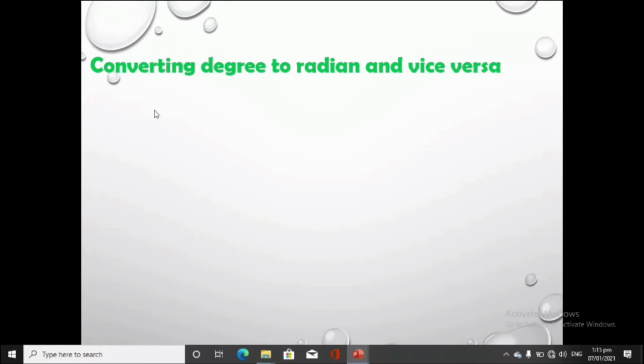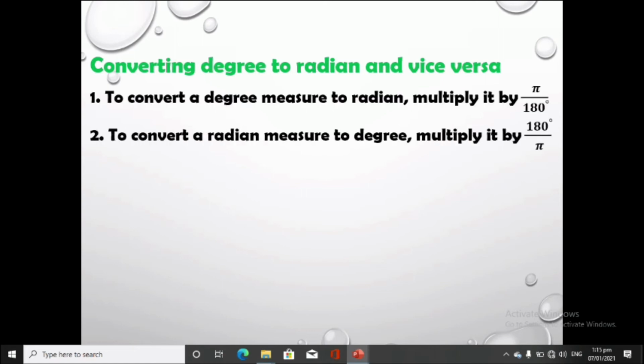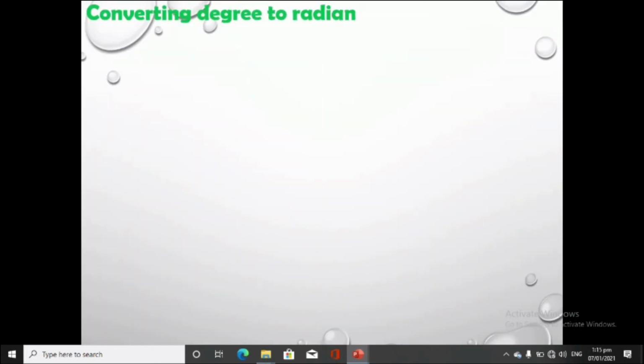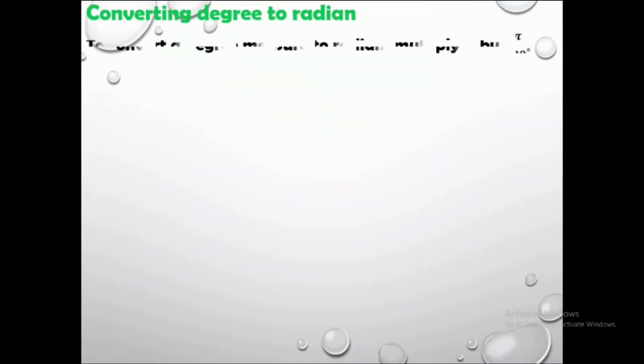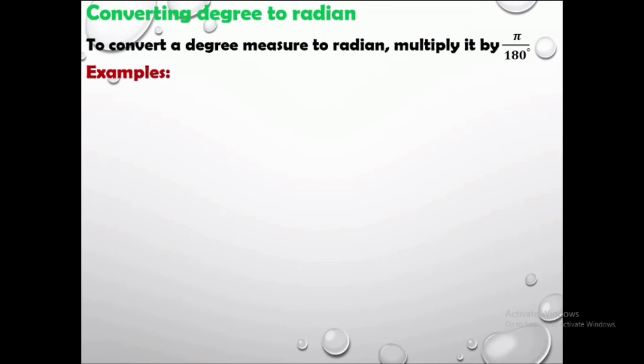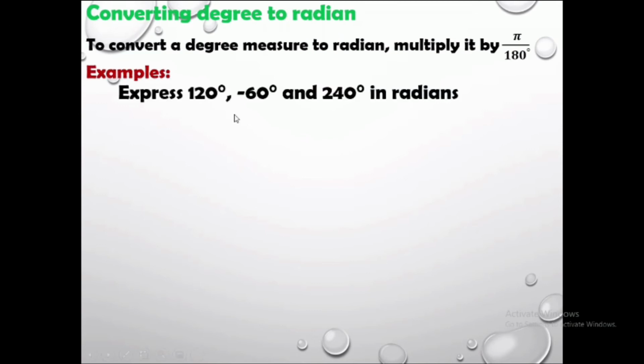Let us proceed to conversion. Converting degree to radian and vice versa. To convert a degree measure to radian, multiply it by pi over 180 degrees. To convert a radian measure to degree, multiply it by 180 degrees over pi. Converting degree to radian. Examples. Express 120 degrees, negative 60 degrees, and 240 degrees in radians.